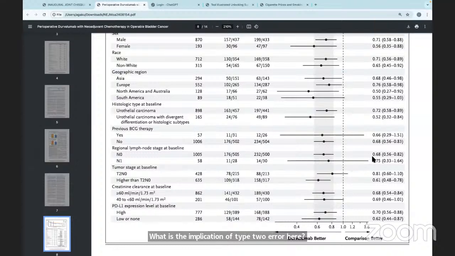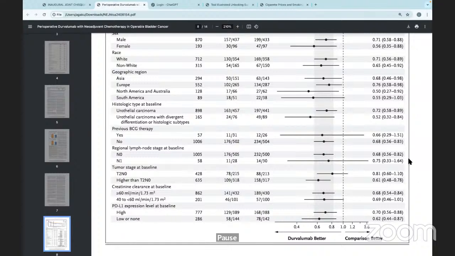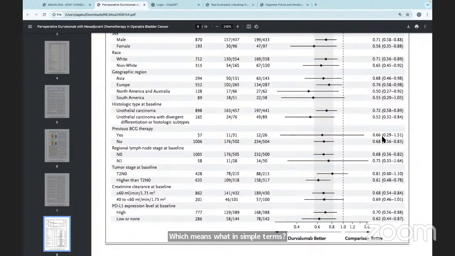False negative. Yes, Sebastian, the risk of false negative. Which means what in simple terms? Taiwo. Yeah, for type 2 error here, it means that there are significant differences that we cannot detect because of the small sample size. Thank you.